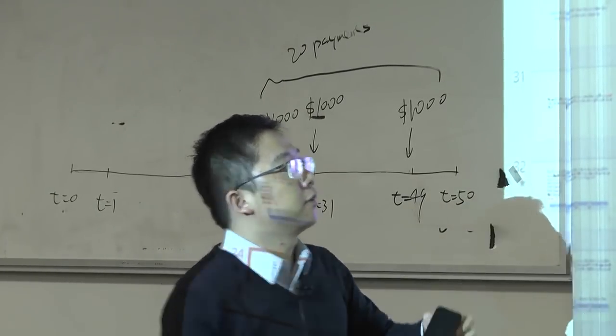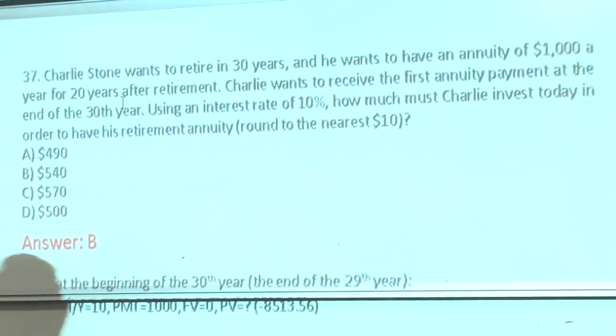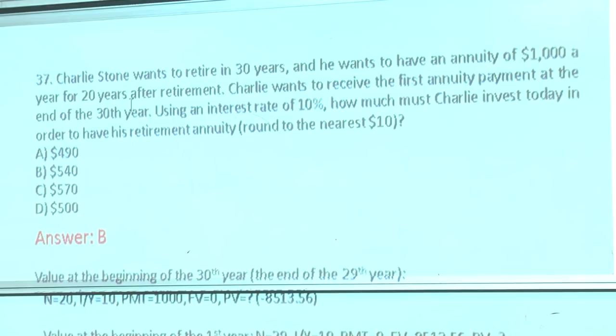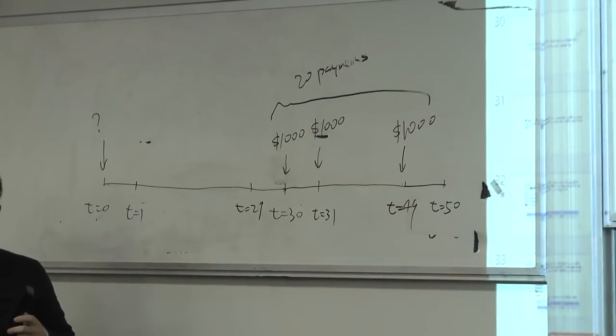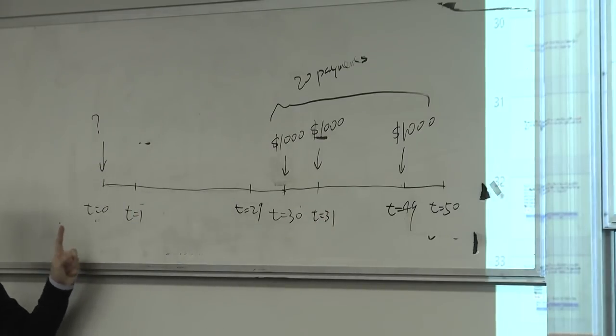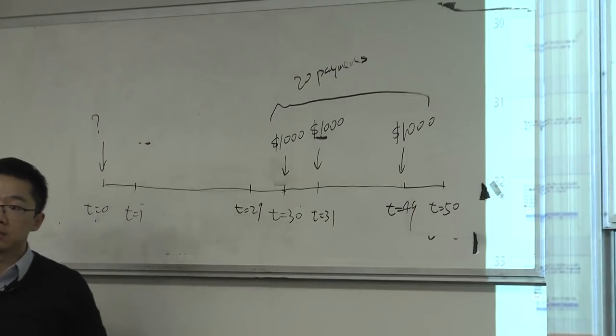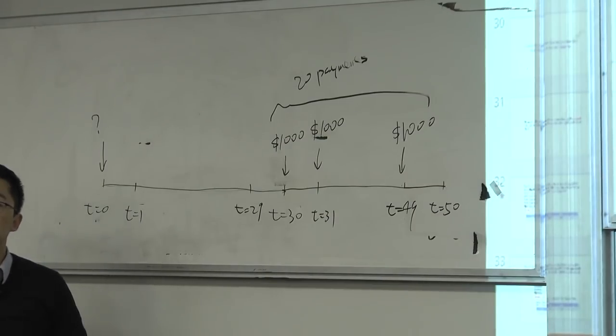Interest rate 10%, how much must Charlie invest today in order to have his retirement annuity? Okay, how much? These are the cash inflows. How much does he have to invest right here in order to get the value of those 20 payments? Okay, that means we need to convert those values to a present time. Right? We need to calculate the present value of these 20 payments. Okay, there are many methods to do that. I will say one. If you have other ones, we can do it together.